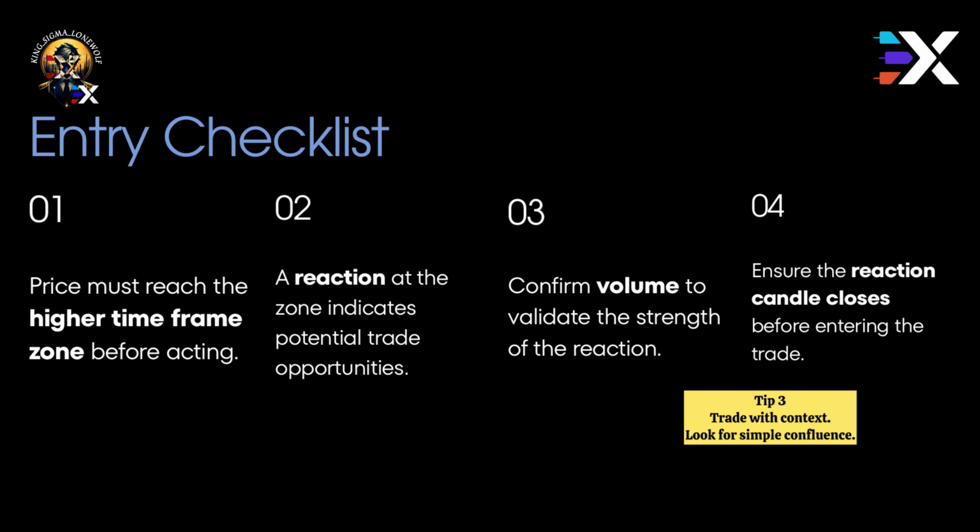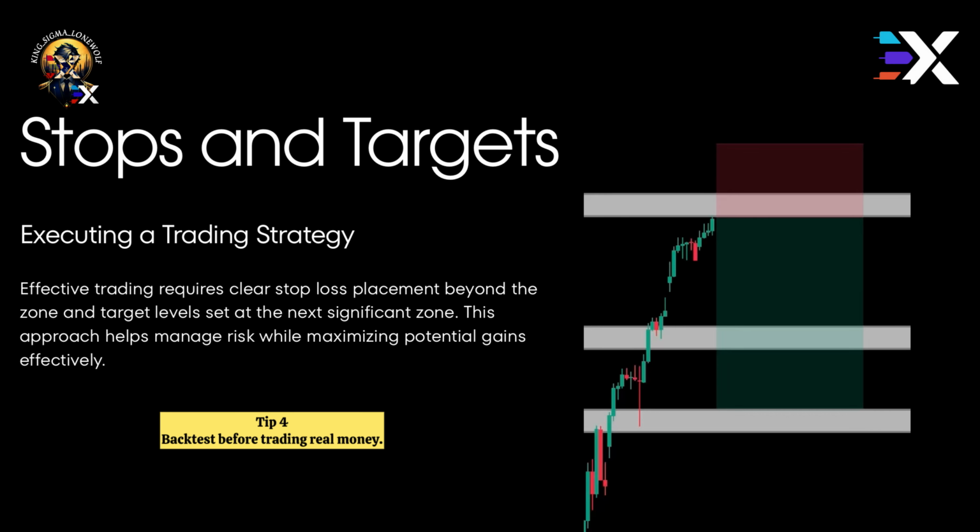What about stops and targets? Stops go beyond the zone, where the sweep usually ends. Targets can be the next minor zone. You can trail the stop if the move continues.